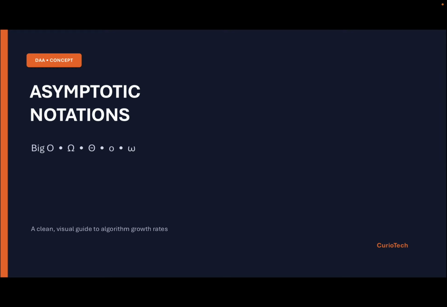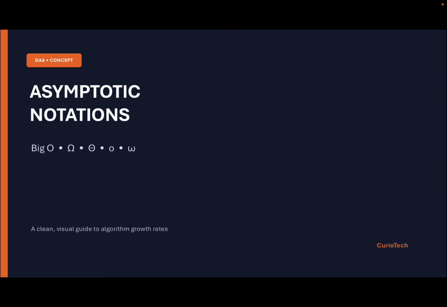The next topic is asymptotic notations, which is an important concept of design and analysis of algorithms, or DSA. So whenever we design an algorithm, we want to know how efficient it is. But efficiency can be measured in different ways. That much we have already discussed.